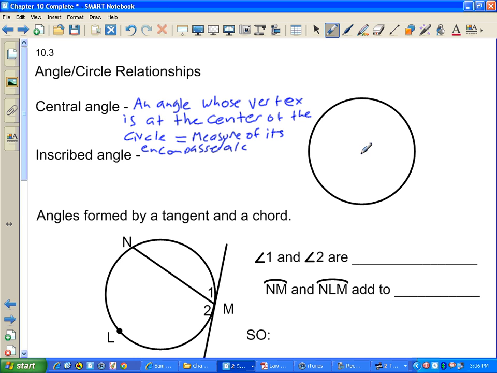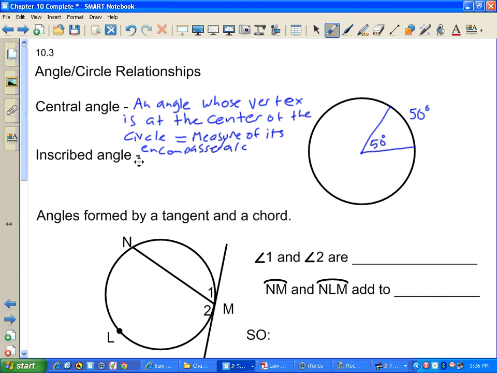Okay, so if I've got a central angle here that looks like 50 degrees, okay? That means this arc that it's trapping is also 50 degrees.